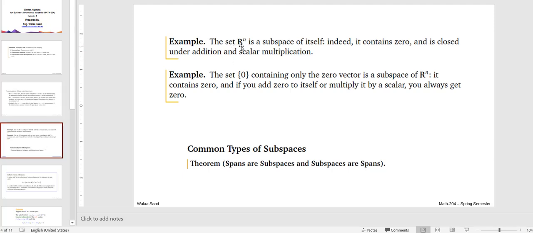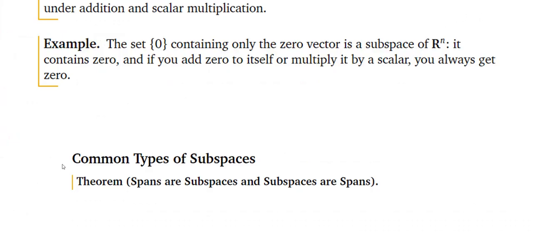If we have the set Rn, which means that it's a set of an infinite number of vectors, it is a subspace of itself. So, is every subspace a subspace of itself? Yes. Every subspace is a subspace of itself. Indeed, it contains the zero vector, it's non-empty, and closed under addition and scalar multiplication. The set that contains only the zero vector, we call it a subspace of any Rn. For example, let's discuss it in R2 or in R3.